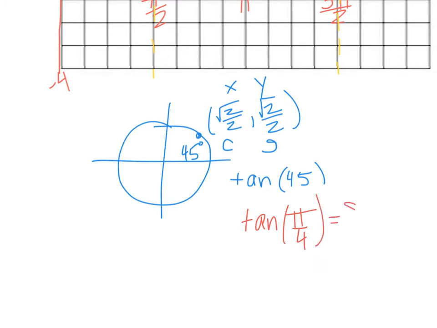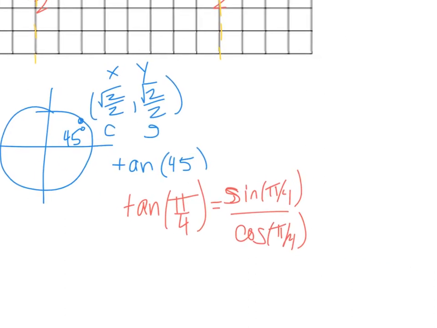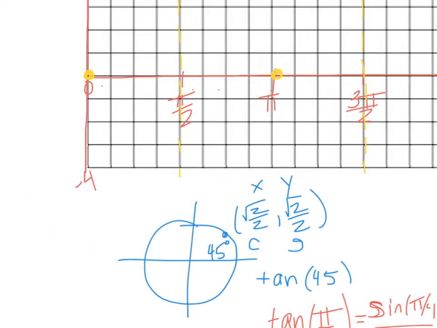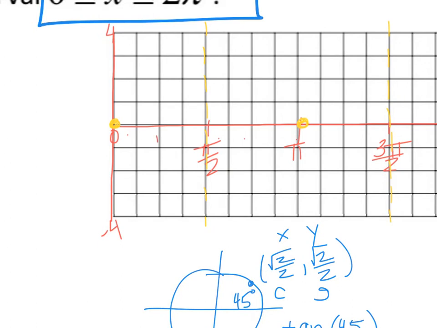This would be sine of pi over 4 over cosine of pi over 4. And because these are the same values, they're both radical 2 over 2, they reduce to 1. So this means that there is a nice point halfway in between at pi over 4 where the graph hits at 1. So we can go ahead and connect this and shoot it up towards the asymptote.